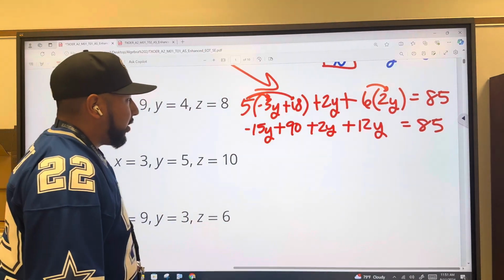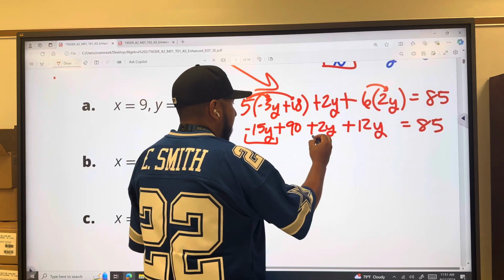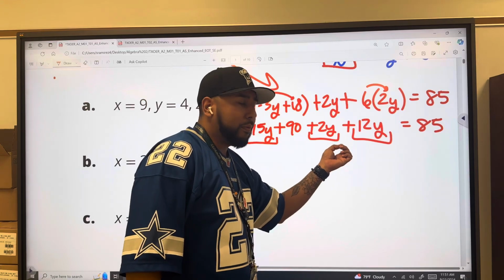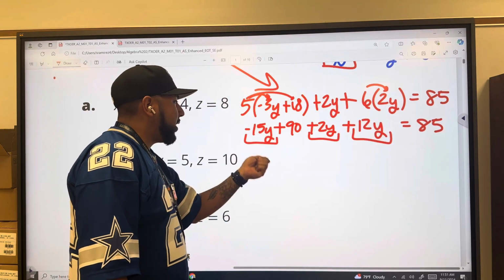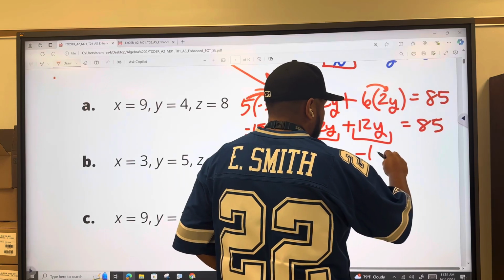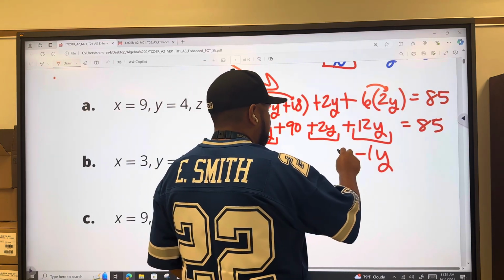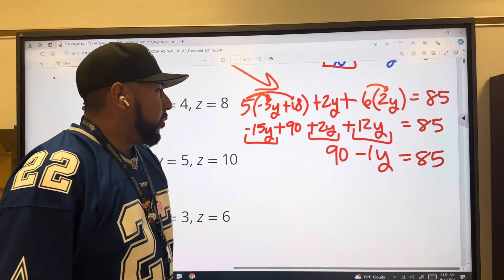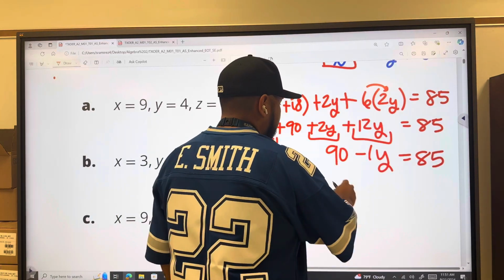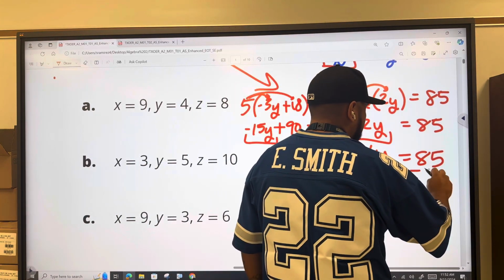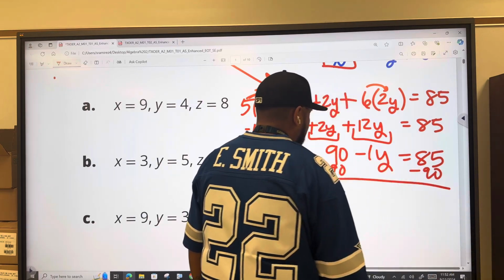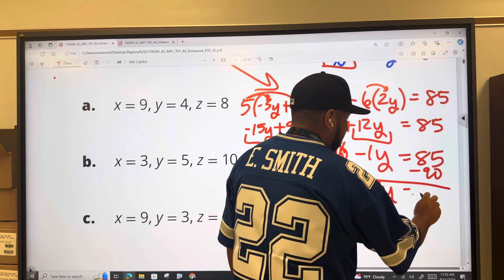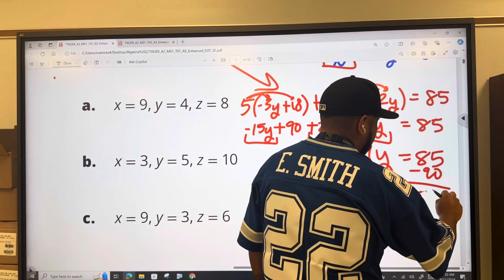Next step, I see like terms. Combining like terms, I have -15, 2, 12. 12 plus 2 is 14. 14 plus -15 is -1. That's a 90 by itself, I'll just bring it down. Equals 85. Almost done. I've got to move that 90 to the other side by subtracting because we're doing the additive inverse. 90 minus 90 is 0. Bring down this -1y equals 85 minus 90 is -5.